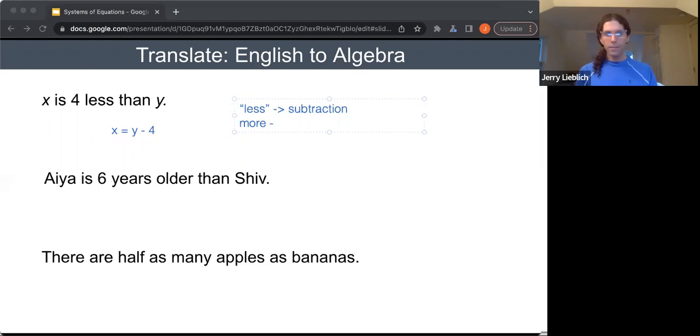More means addition. If x is 4 more than y, it'd be x is y plus 4. It's helpful to know these and be able to not have to think so much about what's going on here. Aya is 6 years older than Shiv. So if we took Shiv's age and added 6 years, that's what we get for Aya. Again, 6 years older or 6 years more than means, the "is" tells us where the equal sign goes, and "older" tells us we're adding there.